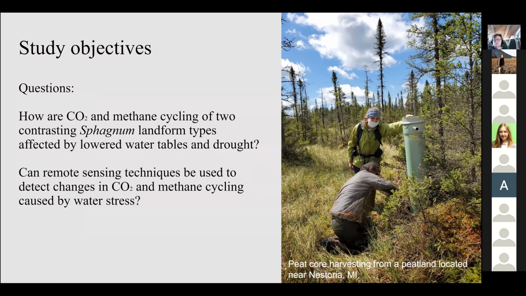So in this study, we wanted to know how the carbon dioxide and methane cycling of the two contrasting sphagnum landform types would be affected by water stress inflicted by lowered water tables and drought. And we also wanted to know if remote sensing techniques could not only be used to detect surface moisture levels and water table depths, but if they could be used to detect and track changes in carbon cycling during times of water stress.